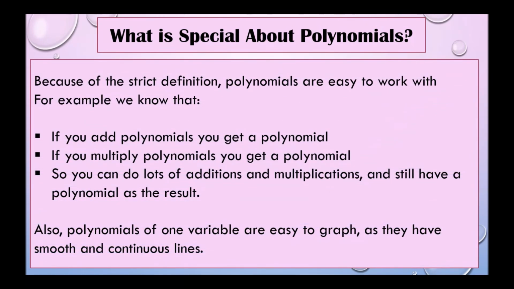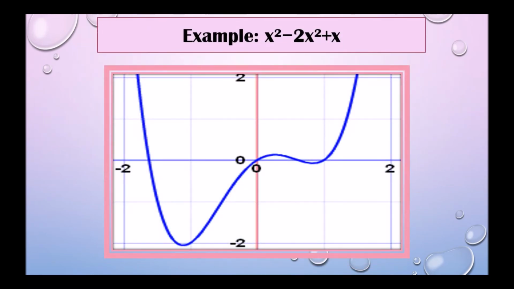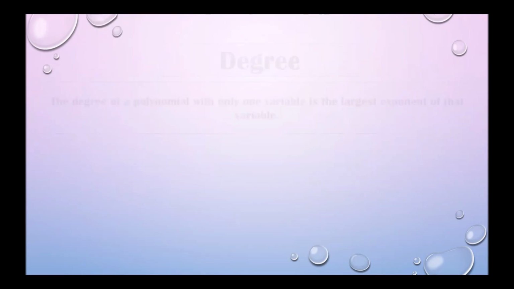What is special about polynomials? Because of the strict definition, polynomials are easy to work with. For example, we know that if you add polynomials, you get a polynomial. If you multiply polynomials, you get a polynomial. So you can do lots of additions and multiplications and still have a polynomial as the result. Also, polynomials of one variable are easy to graph as they have smooth and continuous lines. Let's see the example of this. x cube minus 2x square plus x. Now this is a smooth line and a continuous line.